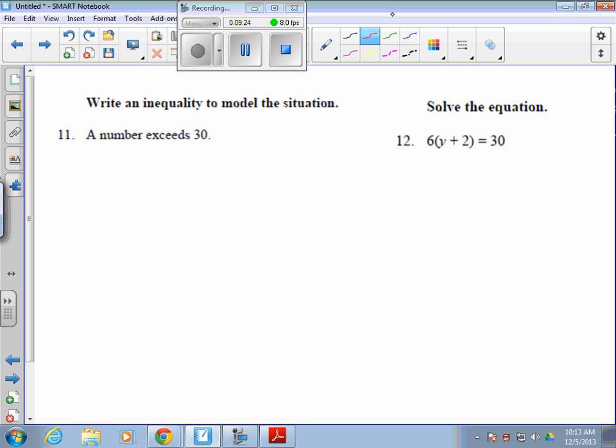Number 11, a number exceeds 30. Think of getting a ticket for exceeding the speed limit. 30 miles an hour would be okay. So x and 30. Exceeds means it's got to be bigger than. The only question you're going to have is, is it greater than or equal to or just greater than? Think of exceeding the speed limit. You would have to actually go 31 to technically break the law to exceed it. So 30 would be okay. So only exceeding would not be or equal to.